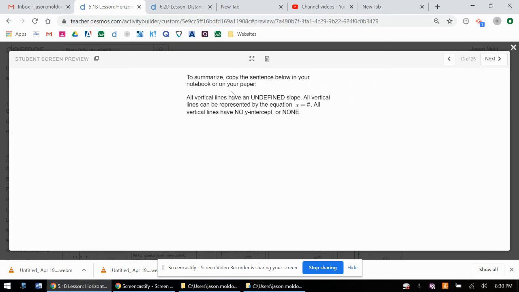And so our summary statement is all vertical lines have an undefined slope. All vertical lines can be represented by the equation x equals a number, and all vertical lines have no y-intercept, or none. We usually just wrote none.